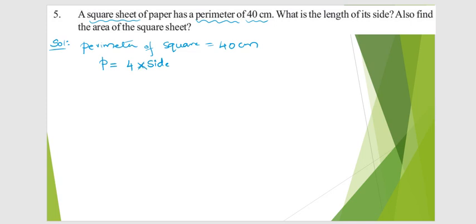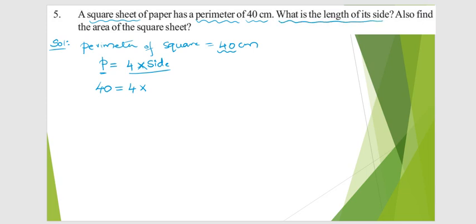The perimeter of a square is 4 times its side, whereas the perimeter of a rectangle is 2 times length plus breadth. All these formulas you need to recall. So the perimeter of square is 4 times side, which we are going to use here. Already the perimeter is given as 40. So 40 is equal to 4 into, what did he ask you to find?